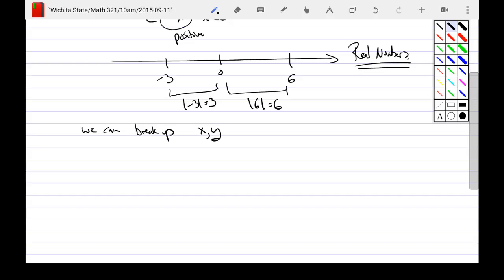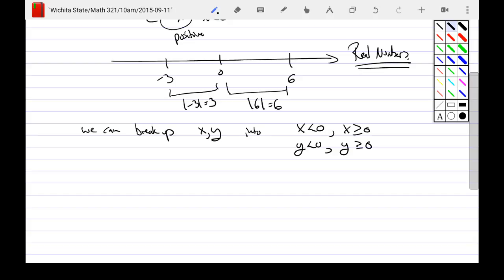the x's and y's, into: is x less than 0? Is x greater than or equal to 0? Is y less than 0? Is y greater than or equal to 0? Is x to the left of 0, or is x to the right? Is y to the left, and is y to the right? The absolute value behaves differently depending on which one I pick, right? So I need to pick all reals, but it does something different in different places.